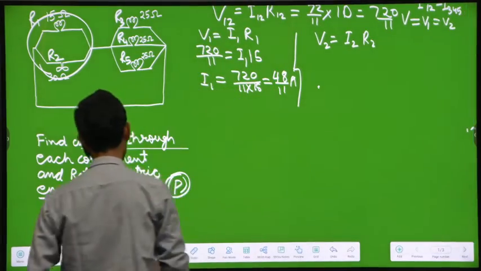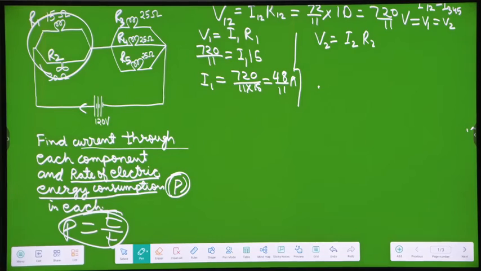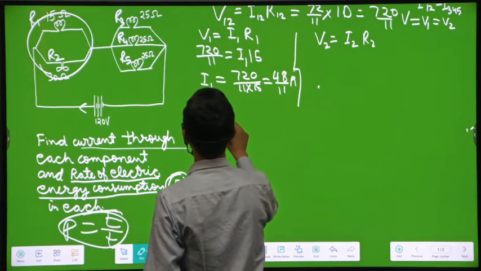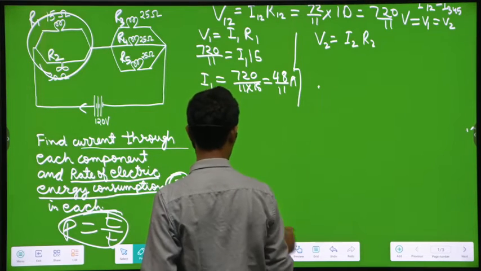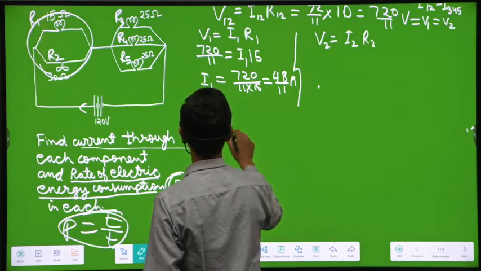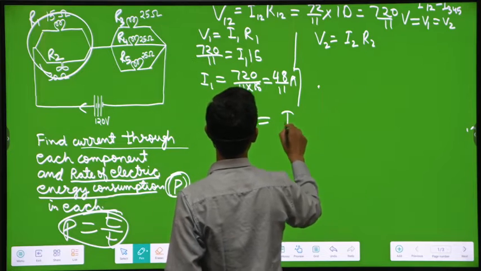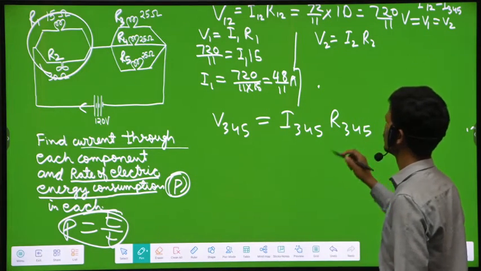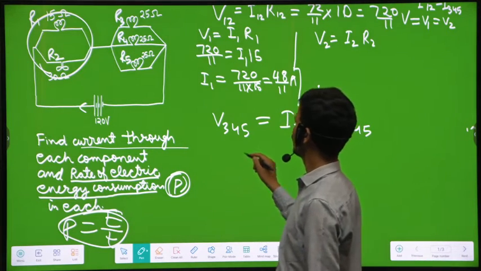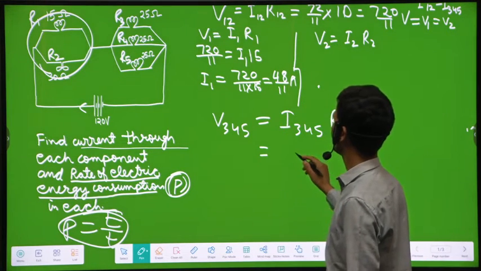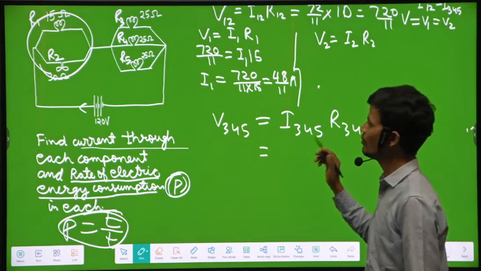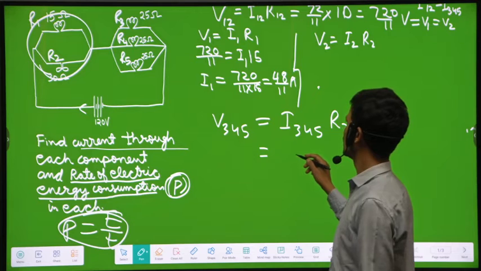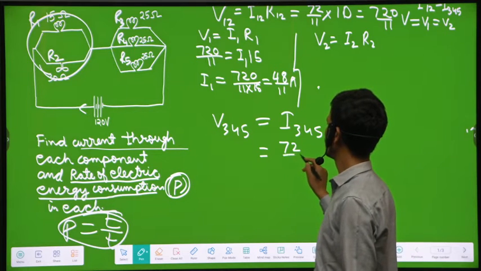Okay, now you can see in the second part, V345 is equal to I345 R345. So V345 we want, I345 is the same as I1234, which is the same as I12. That is 72 by 11.